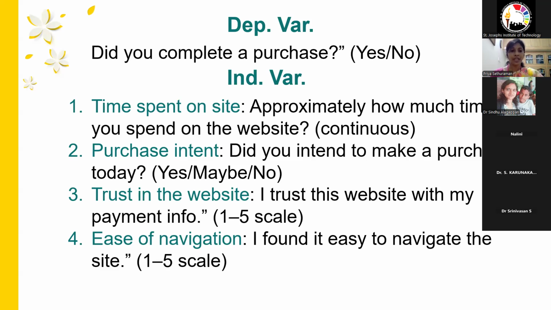Then trust in the website. The question can be, I trust this website with my information, on a Likert scale of 1 to 5. Then ease of navigation. You can ask a question like, I found it easy to navigate the website, also on the 1 to 5 scale. So with these independent factors, you can predict the purchase behavior of the customer.